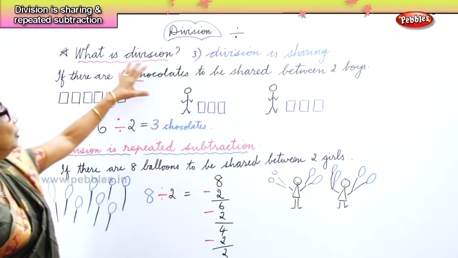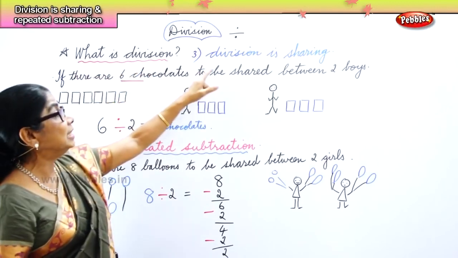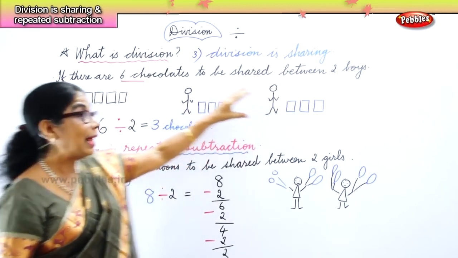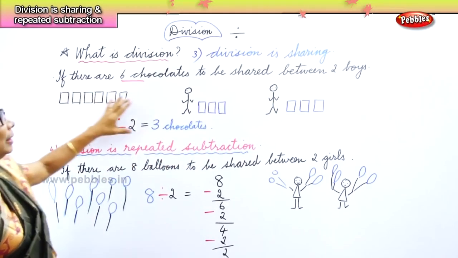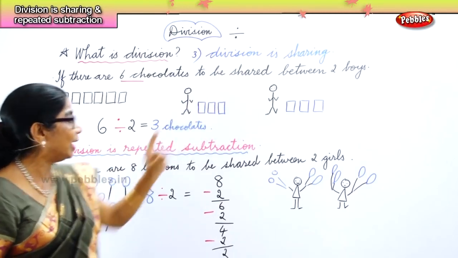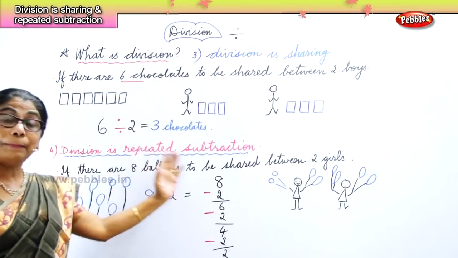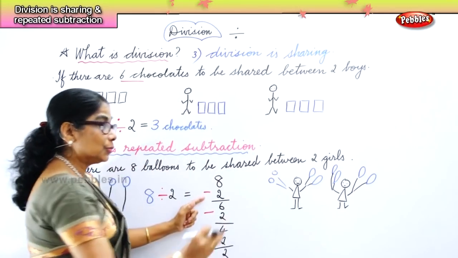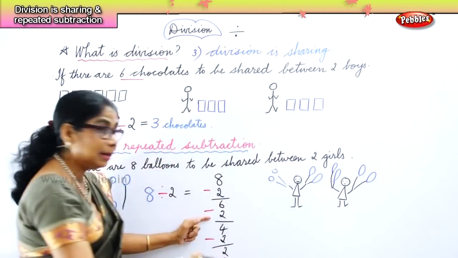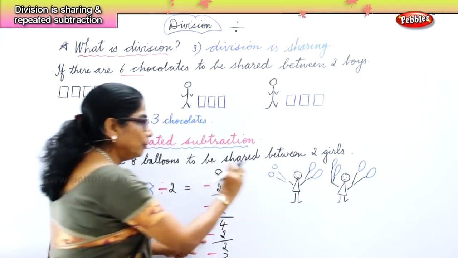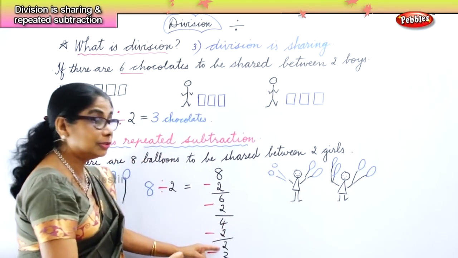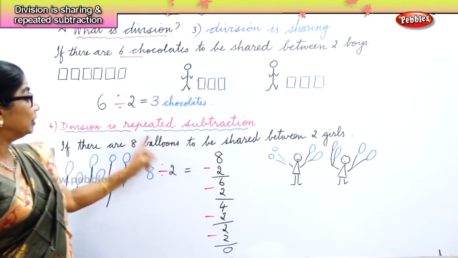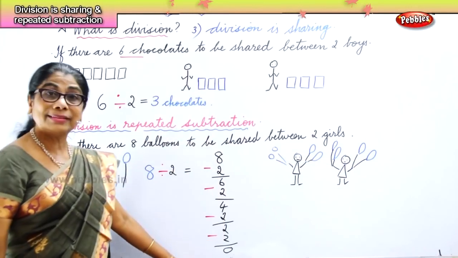So, we have done 2 concepts here. What is division? Division is sharing equally. There are 2 boys and there are 6 bars of chocolate. Division is equal sharing. Division is repeated subtraction. You give 2, minus 2. Again you give 2 to this girl, minus. Again you give 2 balloons to this girl, minus 2. And finally, take away the last and give it. Now, division is repeated subtraction.